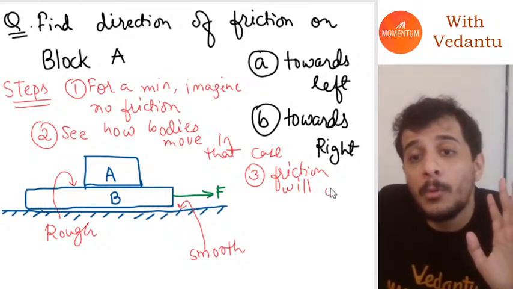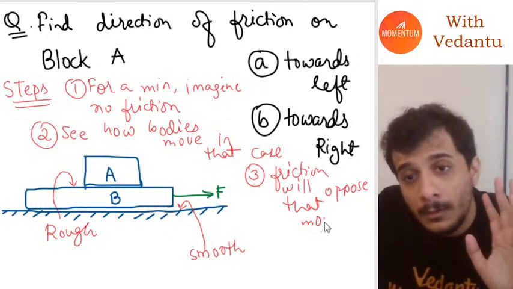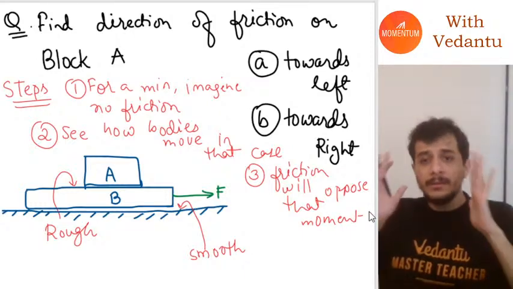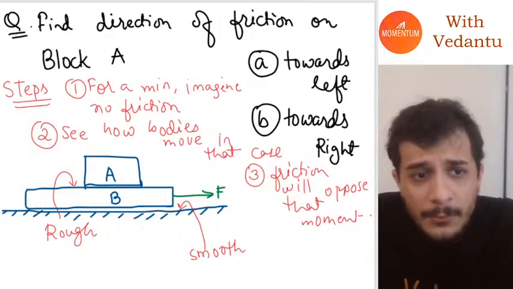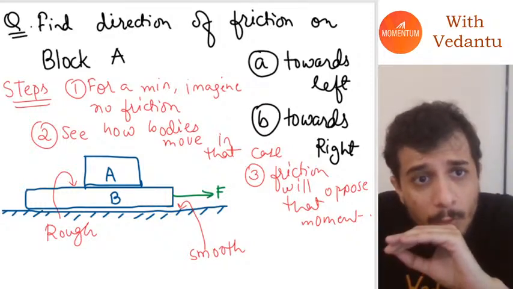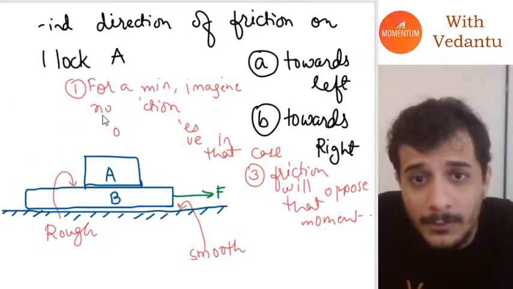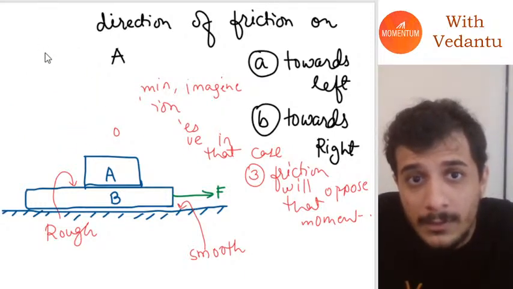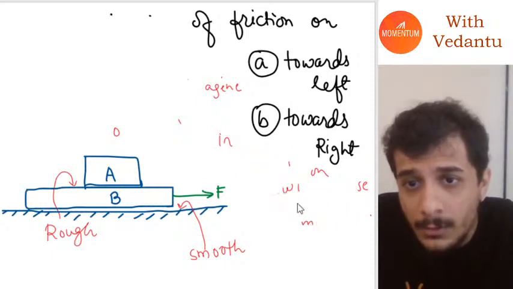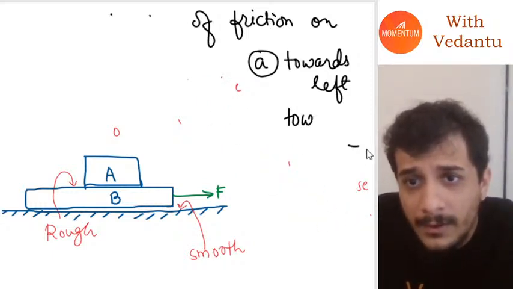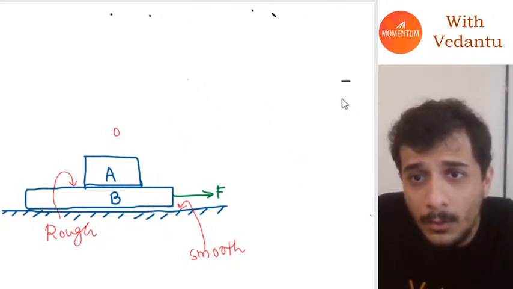Friction will oppose that movement. Okay, what do I mean by this, guys? Imagine for a moment, in this case, there was no friction. I'll remove all of this because it's coming into my way, making everything complicated. So imagine for a minute there was no friction. If there was no friction, how will things have looked?